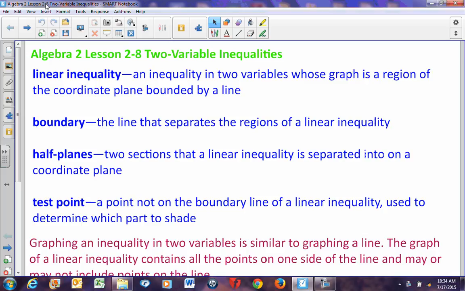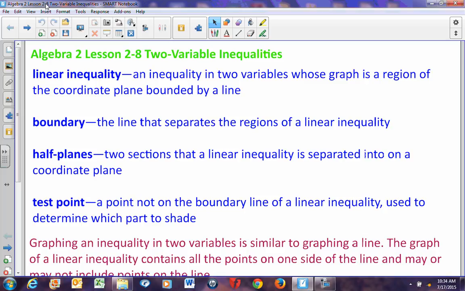A linear inequality is an inequality in two variables whose graph is a region of the coordinate plane bounded by a line, which means replacing the equal sign with an inequality sign, and then you have to do some shading. The boundary is the line that separates the regions of a linear inequality. Half planes are the two sections that a linear inequality is separated into on a coordinate plane. As you shade one side of your boundary line or the other, it will divide your coordinate plane into half planes.